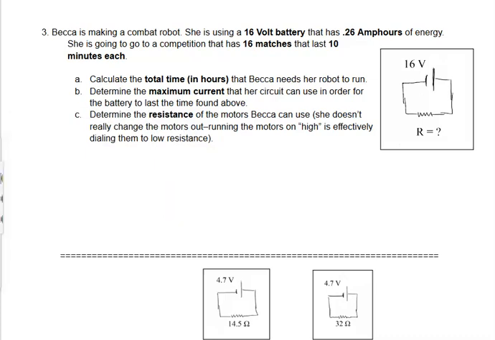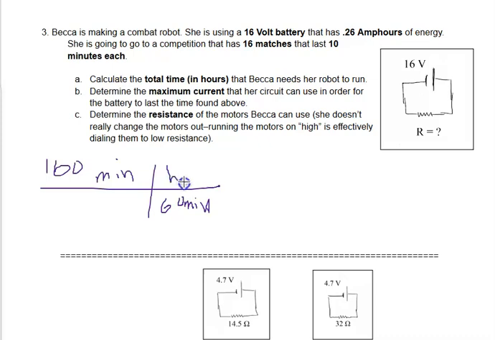So delete that. So we have 160 minutes, and there are 60 minutes in an hour. Sorry about the handwriting. And that is 2.6 repeating hours. So a little over 2.5 hours, right? That's how much time, 2.6 repeating.